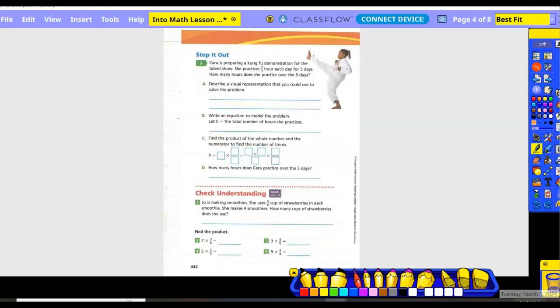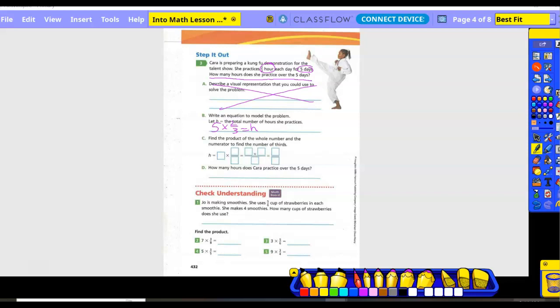Stepping out number 3. Kara is preparing a Kung Fu demonstration for the talent show. She practices 2/3 hour each day for 5 days. How many hours does she practice over the 5 days? Describe a visual representation that you could use. We've already done that quite a bit, so we're going to mark that off. Circle 2/3 hour, 5 days, and how many hours does she practice over those 5 days? So what is going to be my equation? 5 times 2/3 equals h, because they want to know the number of hours, right?